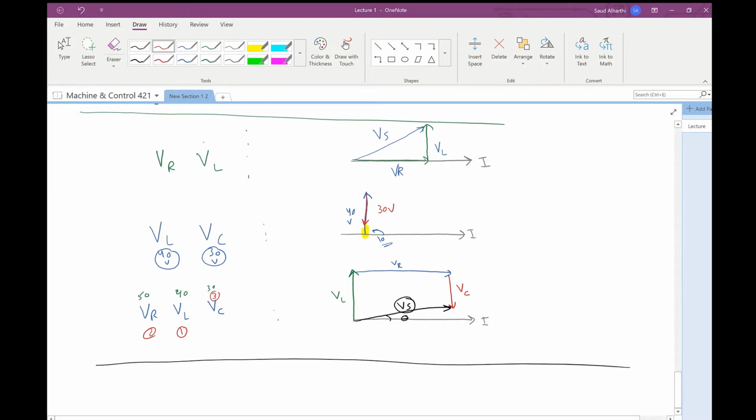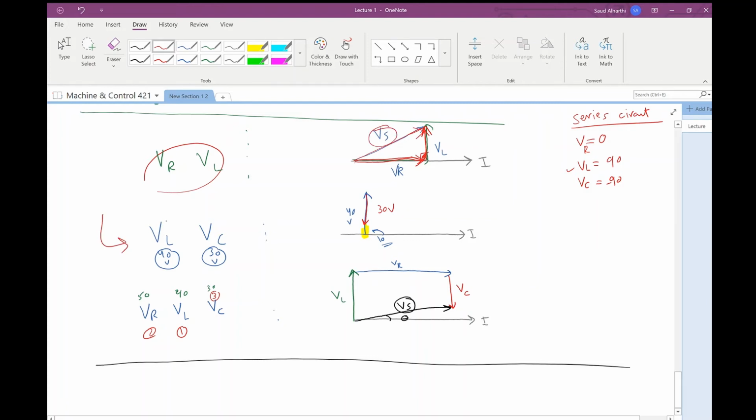Now, how can I draw the vector diagram? If I have VR and VL, the voltage across the resistor has 0 angle, the voltage across the inductor will have 90 degree angle, and the voltage across the capacitor will have minus 90 angle. This is only for a series circuit. I will start with VR at 0, then I will go up because the angle is 90 for VL. I start by drawing VR, then from the end of VR I start drawing VL. Then this will be the total, the supply voltage.